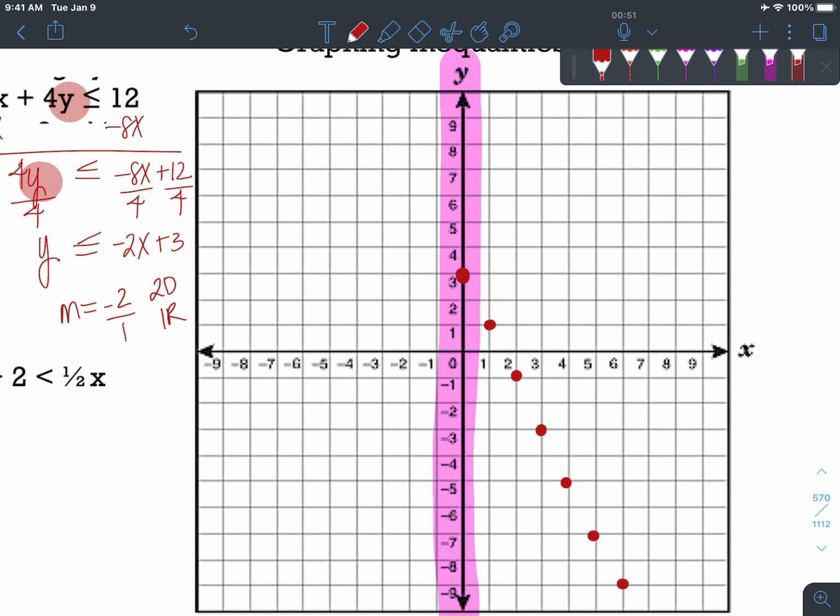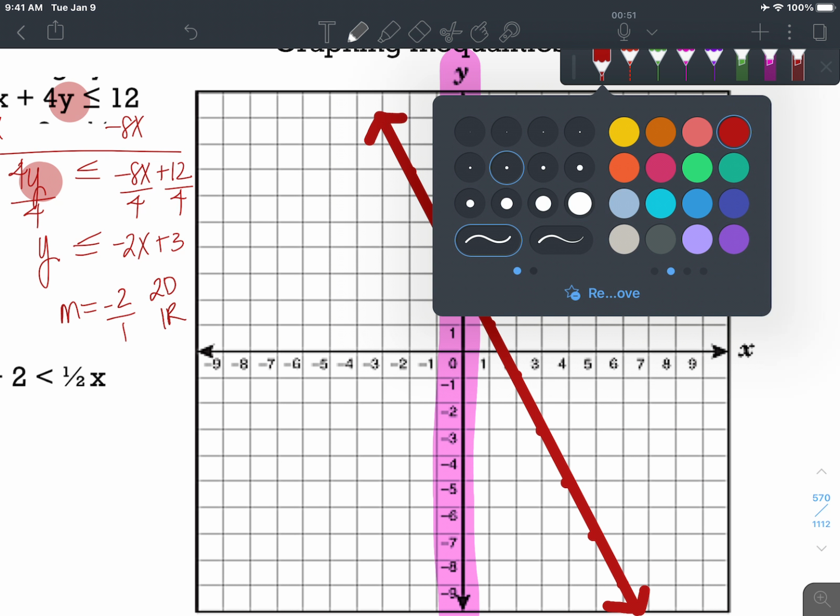All right, so now I've gotten all my points placed. In the opposite direction, I do the opposite. 2 up, 1 to the left, 2 up, 1 to the left, 2 up, 1 to the left. All right. So now I can go ahead and connect all my dots. And there's my fancy line. All right, we got our first one.